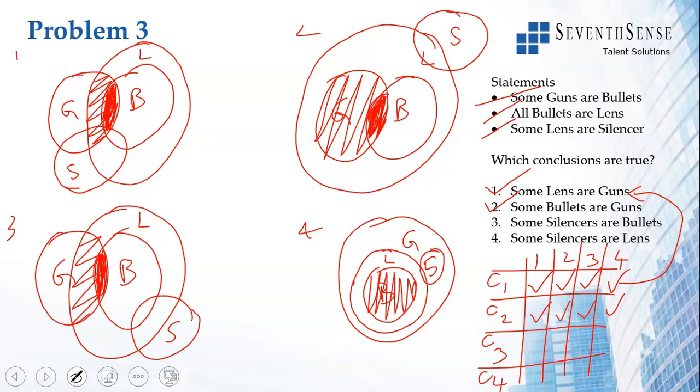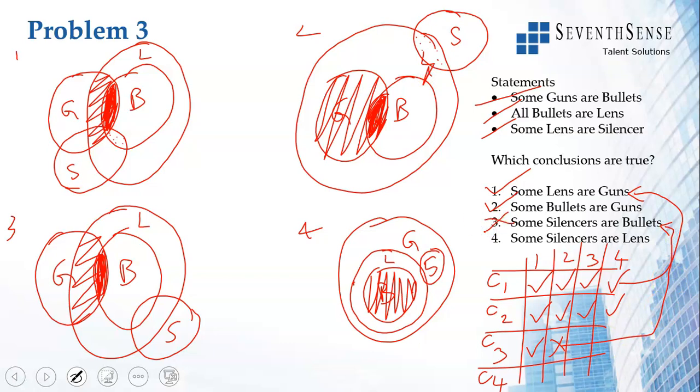Some silencers are bullets. Here you will have some silencers are bullets. True. But here some silencers are not bullets. So you'll have it true in diagram 1. In diagram 2 itself, it is not true. Some silencers are not bullets. You can't say that silencers are bullets. There is no overlap here. The moment you get a cross, you need not look further. It is a cross. This conclusion is not true.